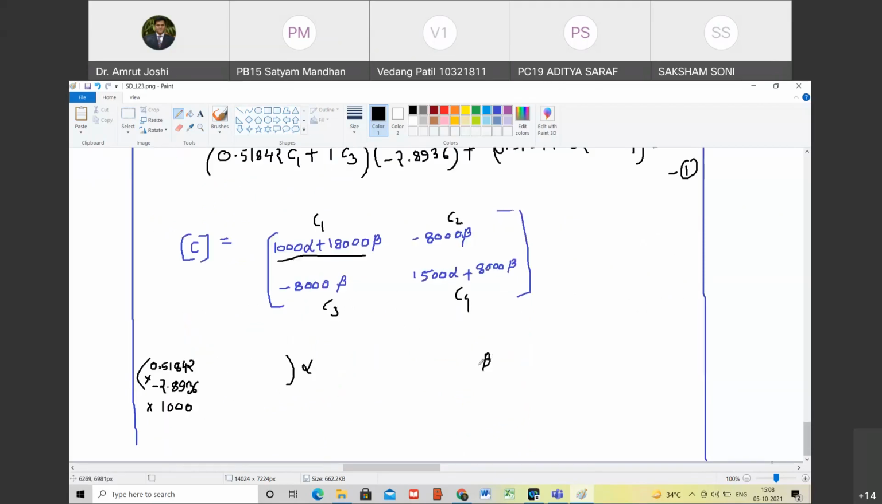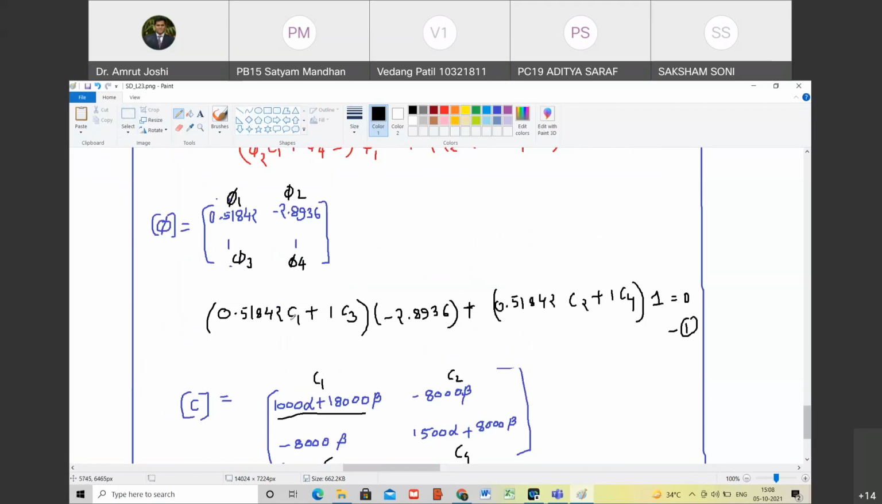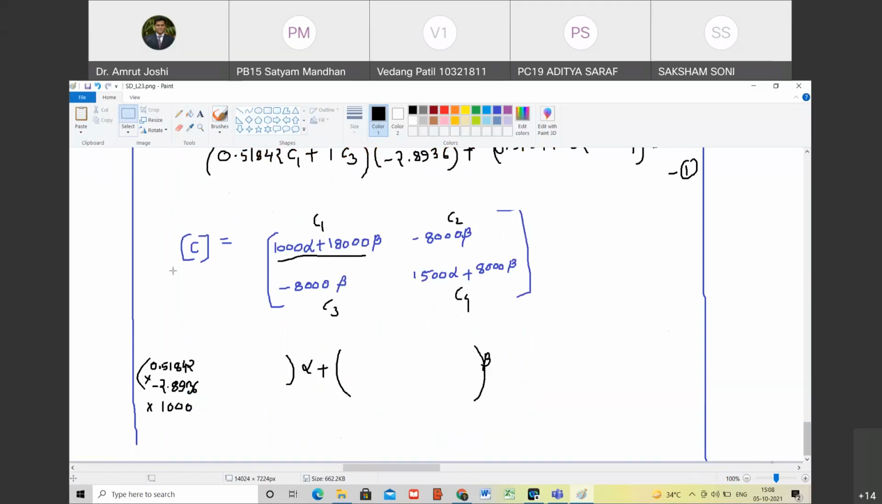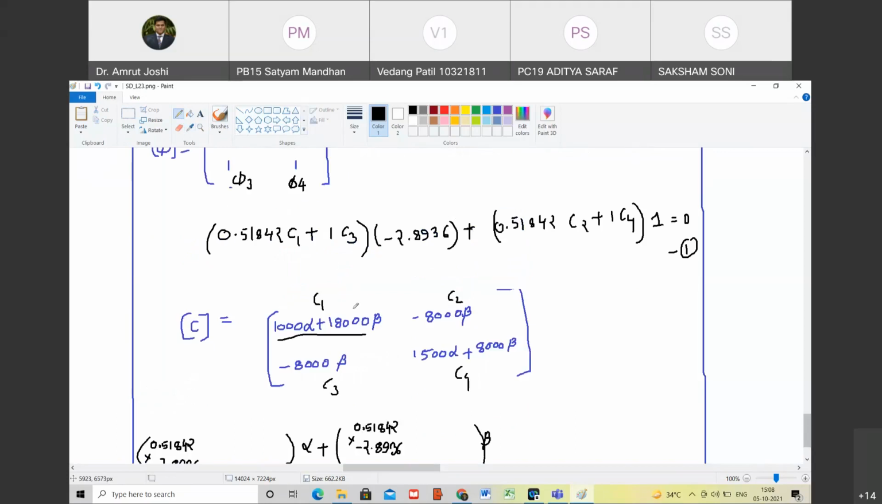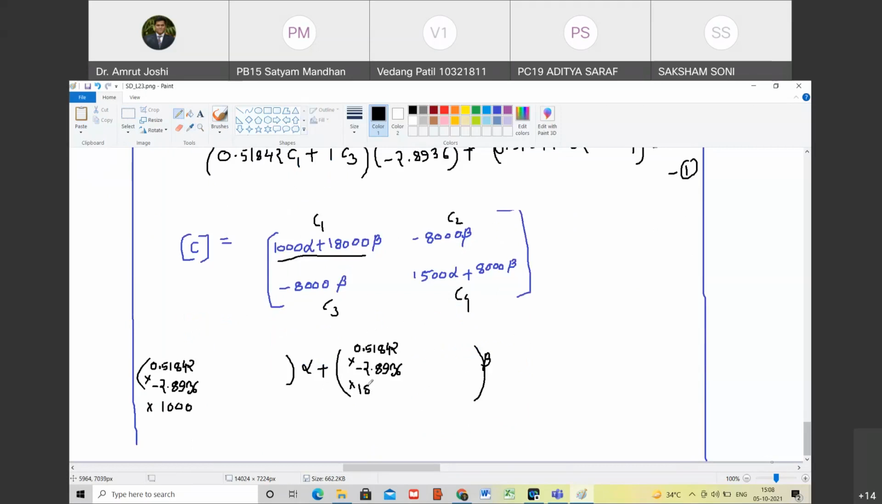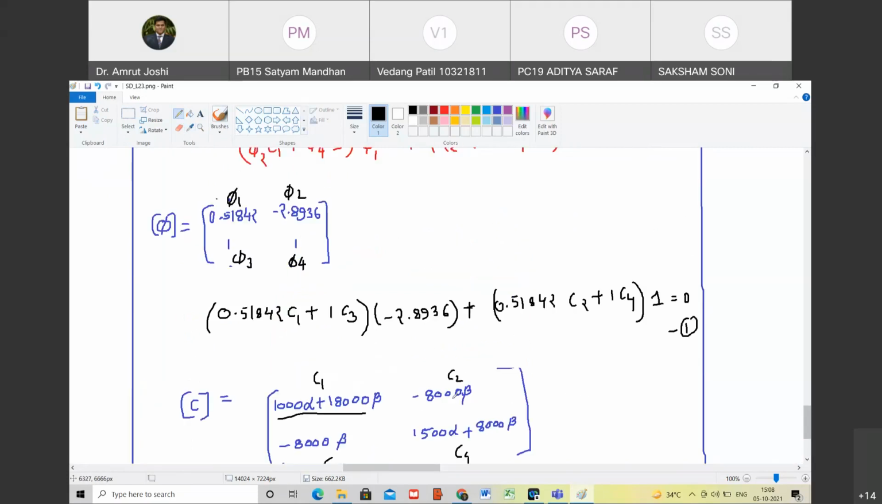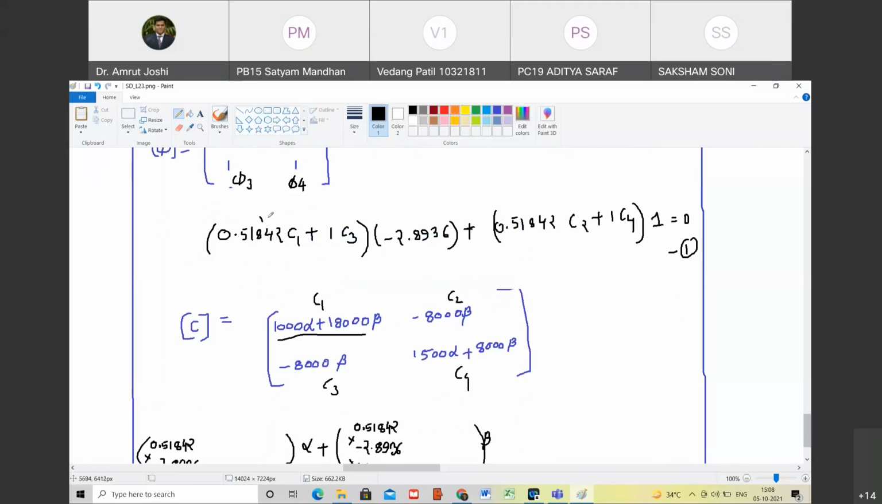Yes. Right. Now let me write down this plus something in beta. So what is the beta coefficient? For beta, this product remains as it is: 0.51842 into minus 2.8936. So I took that product as it is. With me? Yes. And for that, beta is added, plus, multiplied by 18,000. Happy? The moment I write this, I have considered this C1 term. Happy?